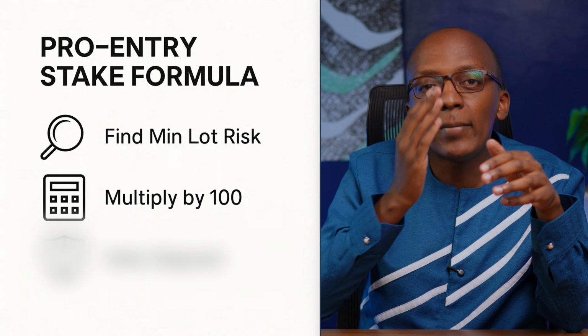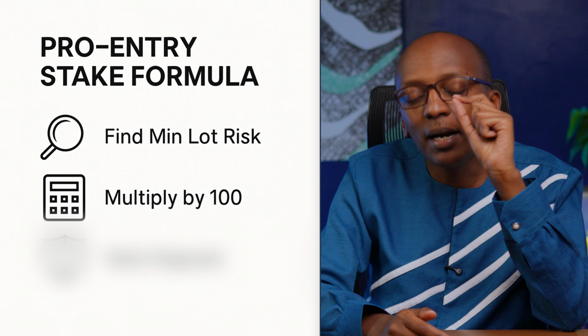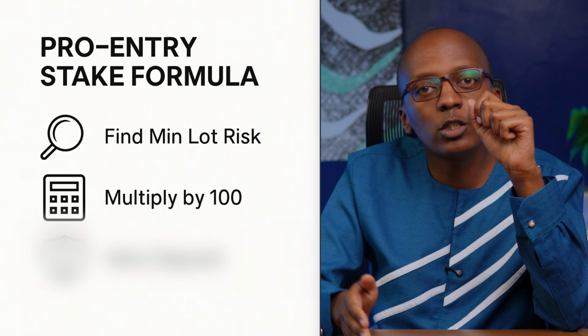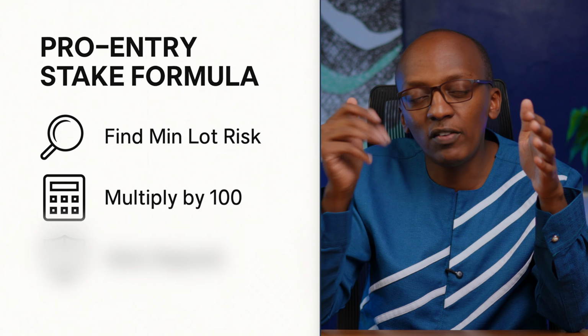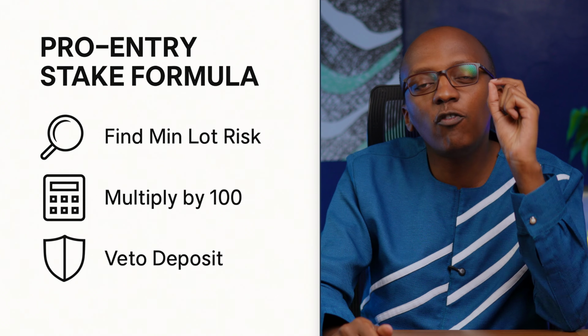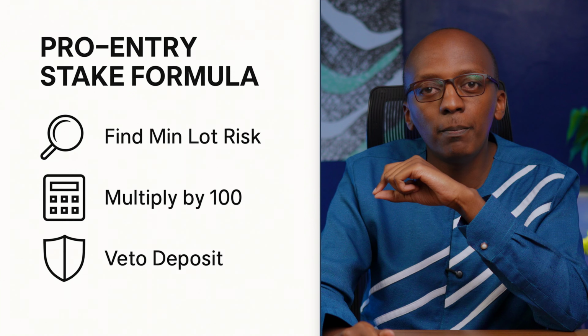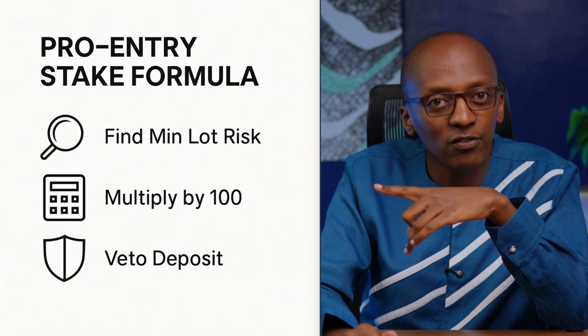Number 2, multiply by 100. Take that minimum risk number and multiply it by 100. So $5 times 100 equals $500. Number 3, the veto. If your account balance is less than that number, you are mathematically vetoed from trading live.